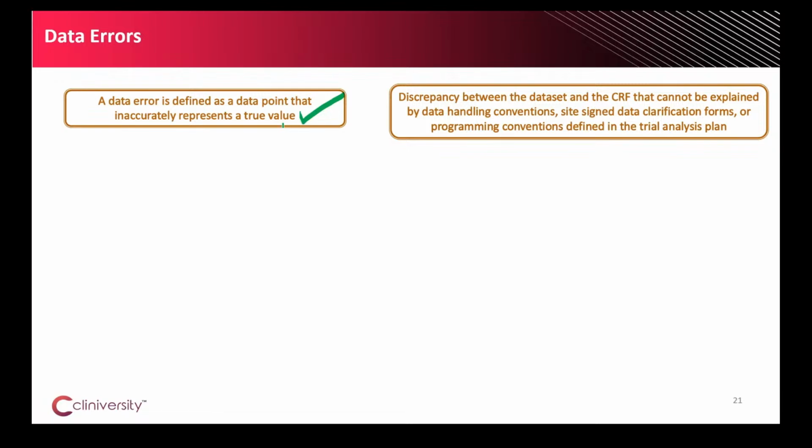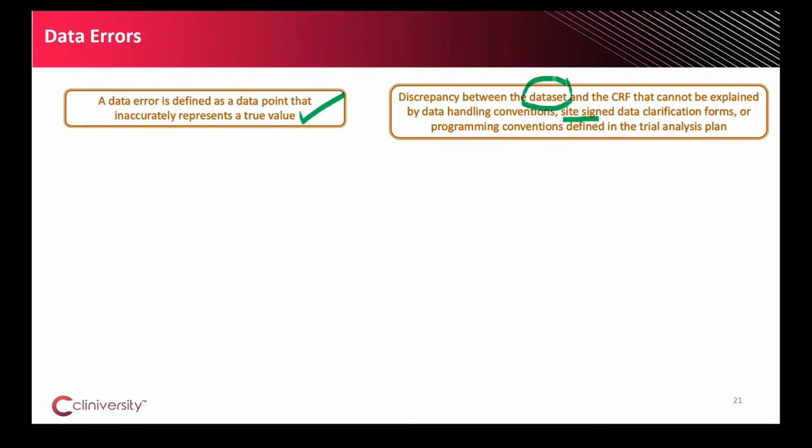A clinical research study is a very complex process. Some of the protocols have multiple arms, multiple investigational products, and many different kinds of assessments to be performed. This makes the project very complex and it involves many processing steps. So a discrepancy between the data set and the CRF that cannot be explained by the data handling conventions or by any site signed clarification forms.